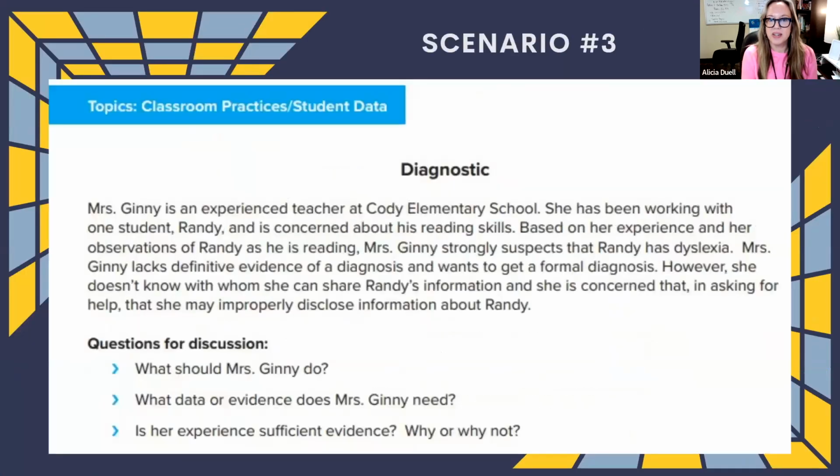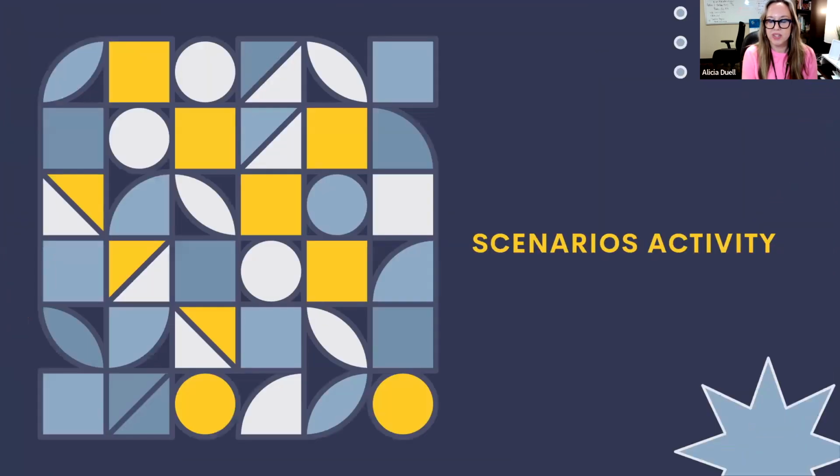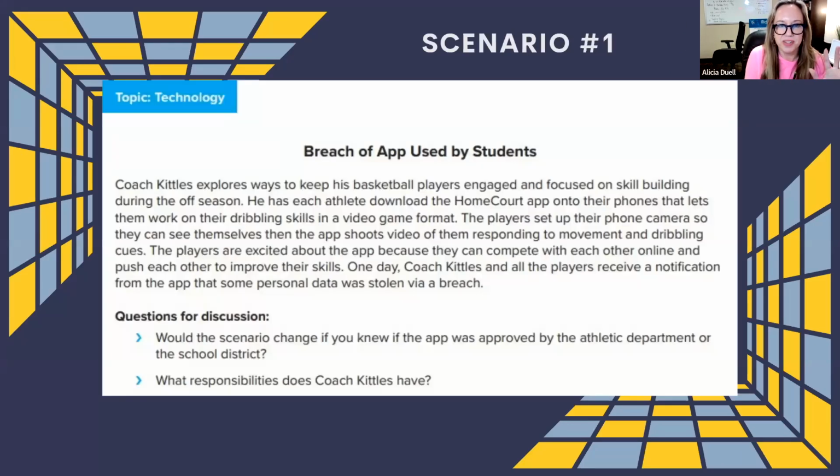And then one last thing, we won't really go through these, but I want you to see what you have access to in this slide deck, if you ever want to try table talk activities with your staff. So this is from the Student Privacy Forum. They've come up with these different scenarios.